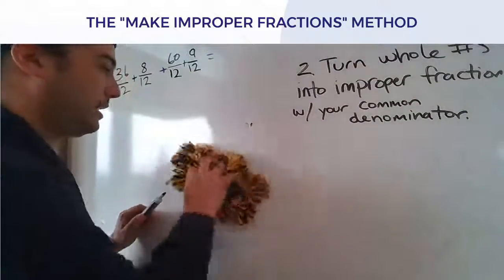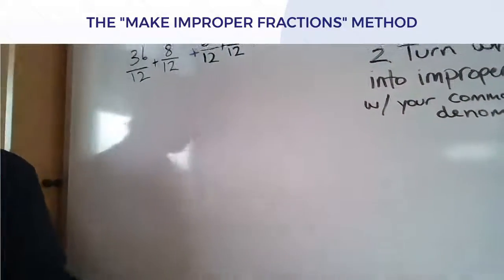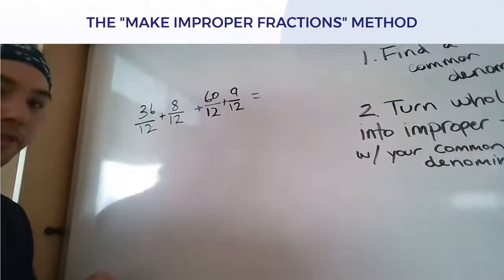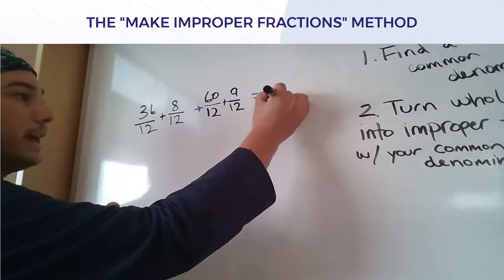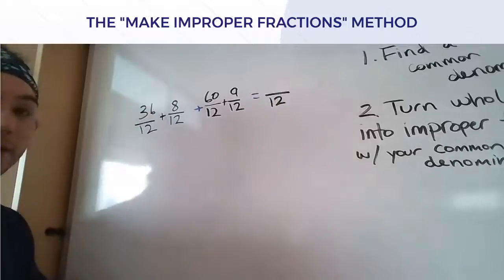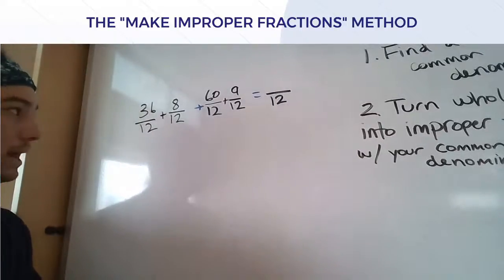Okay, there's your shortcut if you want to try doing it using multiplication facts instead of your multiplication table. So now, what we're left with is 36 twelfths plus 8 twelfths plus 60 twelfths plus 9 twelfths equals, and again, remember our denominator stays the same when you add. You do not add 12 plus 12 plus 12 plus 12. That's going to change the size of your piece, and it's not going to give you an accurate answer.